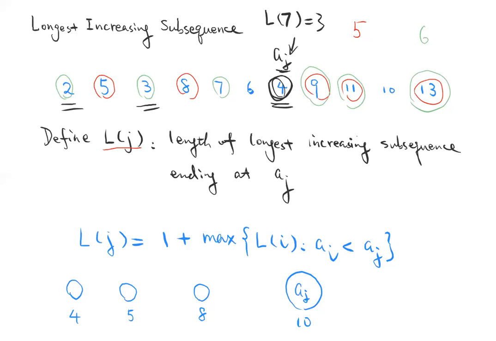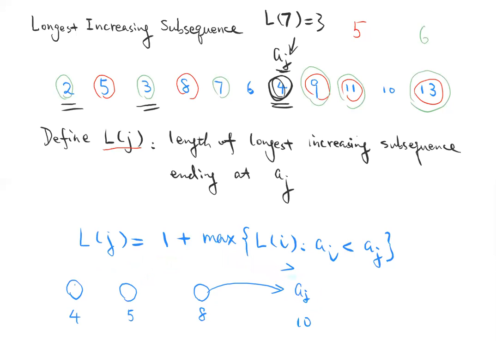Now we can see, if we draw arrows from these three numbers to this one, what do we get? Actually, we see a DAG. That's the underlying DAG. But anyway, the recurrence relation is obtained in this way: look at numbers that appear earlier and are smaller than aj. Then the length will be 1 plus the maximum length of these numbers. All right, so we get the recurrence relation.